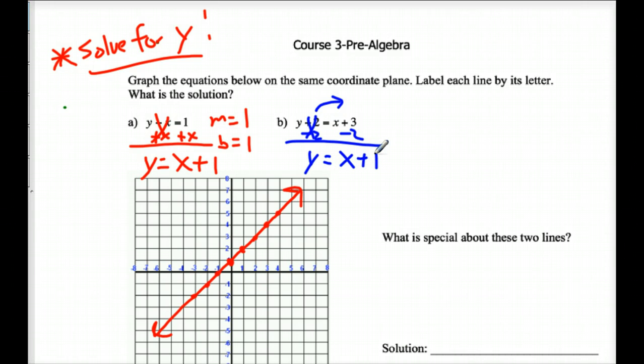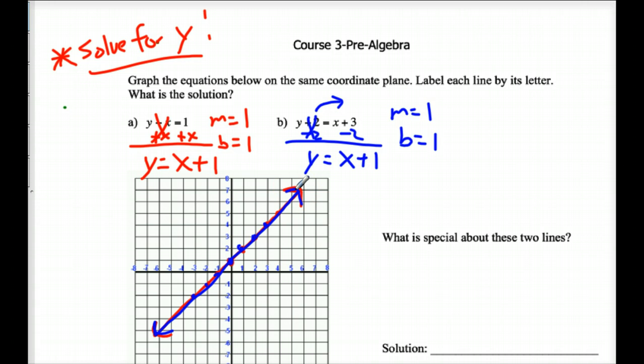Uh-oh. Oh, they're the same thing. Oh, they're on top of each other. Hopkins, what's the slope and the y-intercept of the second line? Guys, here's the other special case. How do you draw that? Watch. It's got a y-intercept of 1 and a slope of 1. Does everybody agree we're just drawing another line on top of the first line?